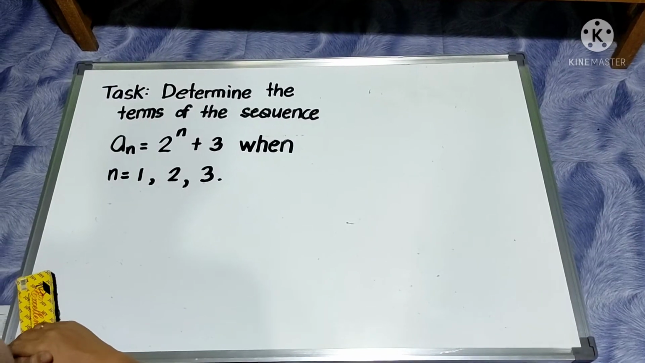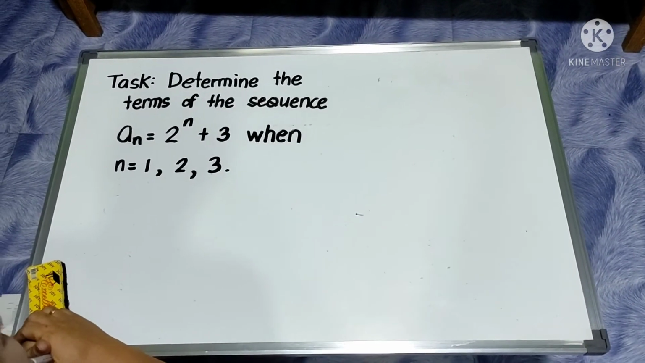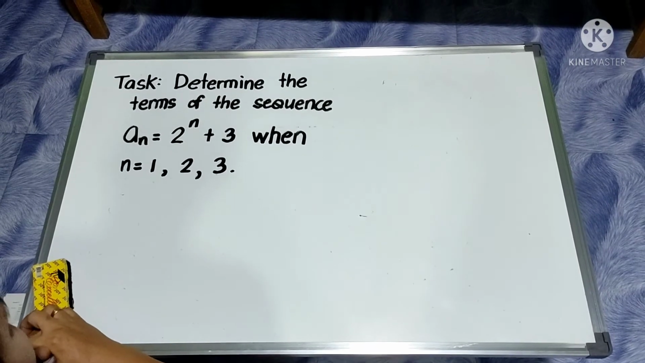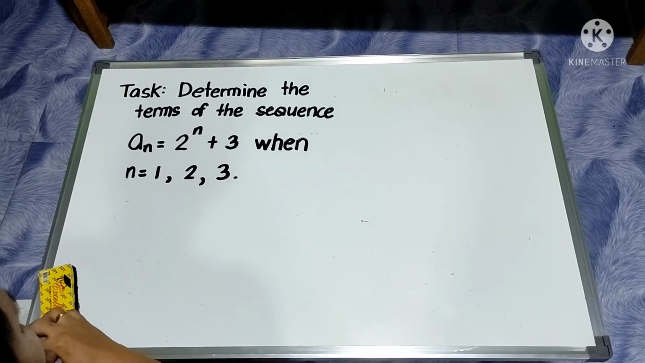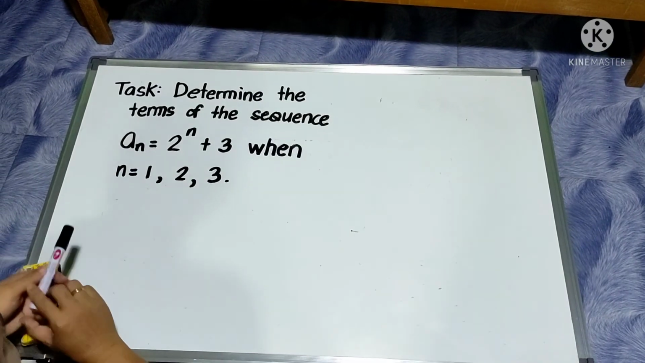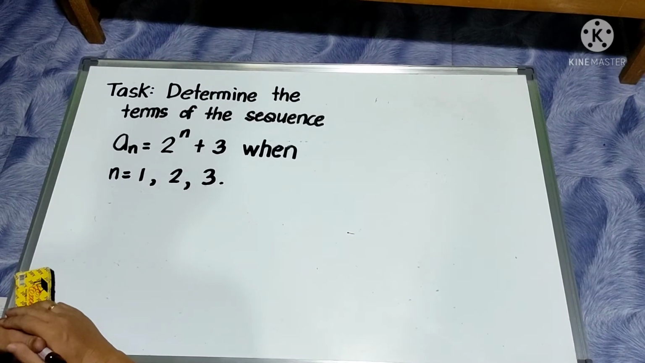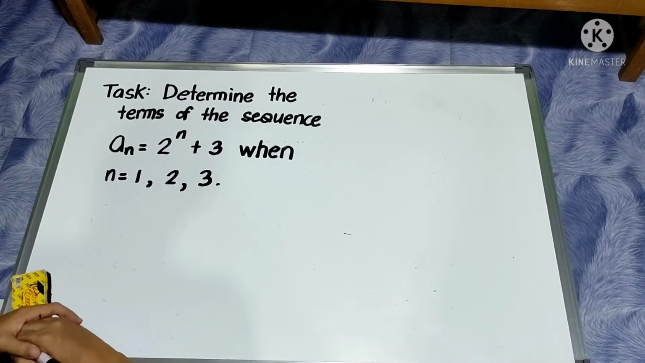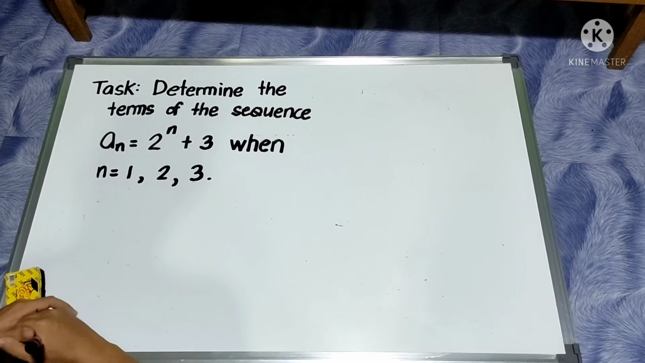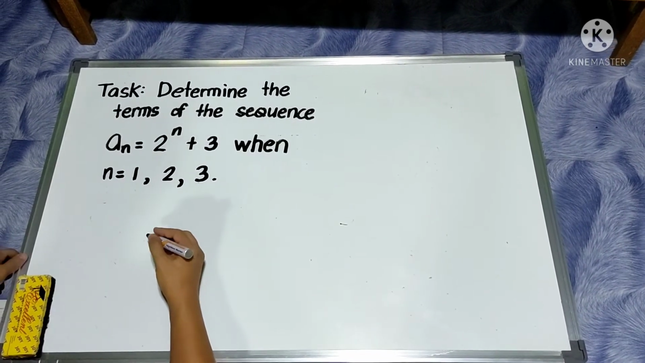Now let's proceed to task number 2. Determine the terms of the sequence a sub n is equal to 2 to the exponent of n plus 3 when n is equal to 1, 2, and 3. So in this task, we are given specific values of n which are 1, 2, and 3. That means we will be solving for 3 terms only of the general term. So let us start solving.